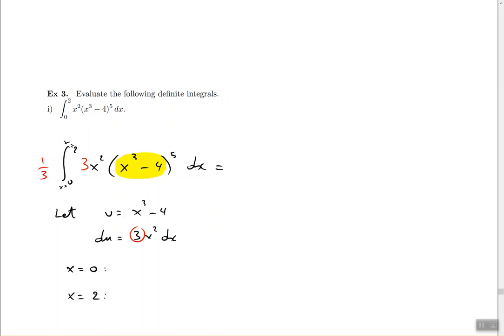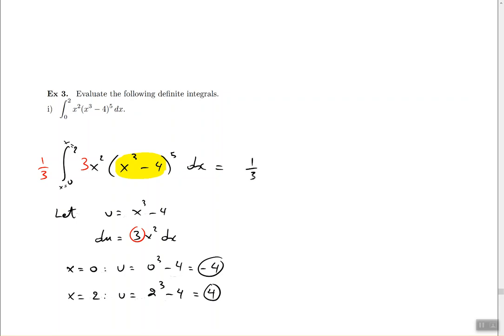So what do I replace those x's with? Well, according to the problem, the u is supposed to be x cubed minus 4. So if x is supposed to be 0, then what do you get? Well, just negative 4. And if x is 2, the u is supposed to be x cubed minus 4. If x is the number 2, then what do you get in its place? This is 8 minus 4, which is 4 at the end.